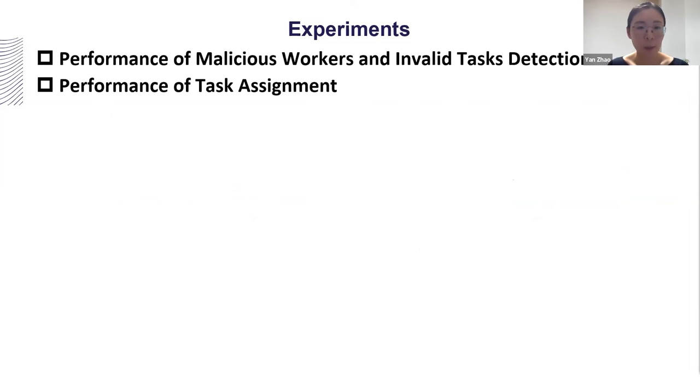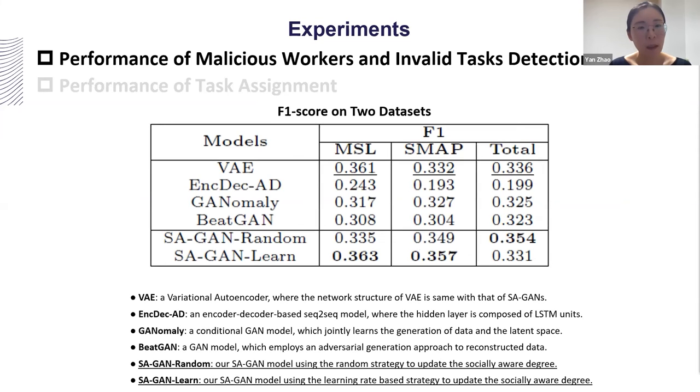We evaluate the performance of the malicious workers and invalid task detection, as well as the task assignment. We adopt the commonly used metric F1 score to evaluate the accuracy of the baselines and our proposed methods. From the results, we can see that our SE-GAN learn, which uses a learning rate to update the socially aware degree, achieves the highest F1 score.